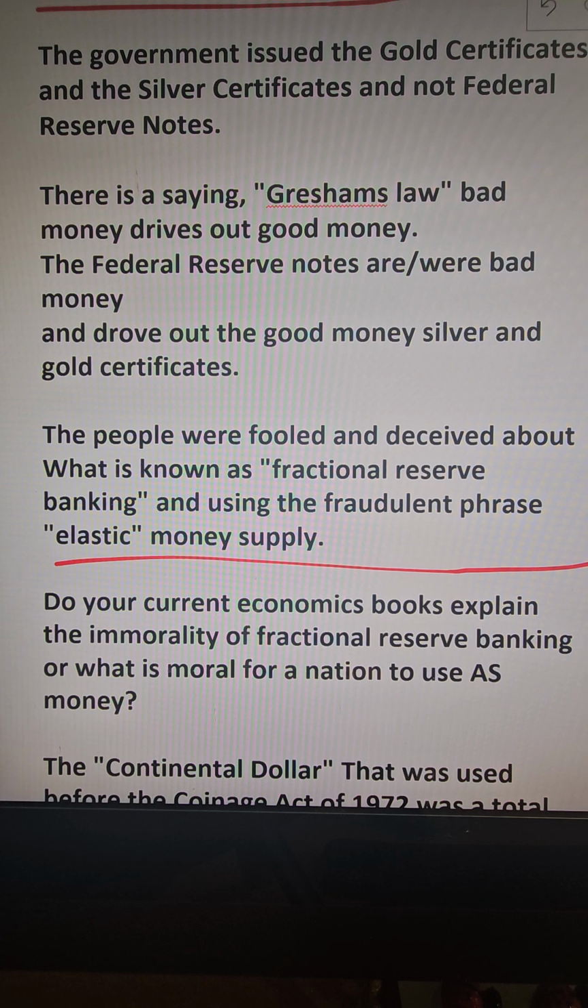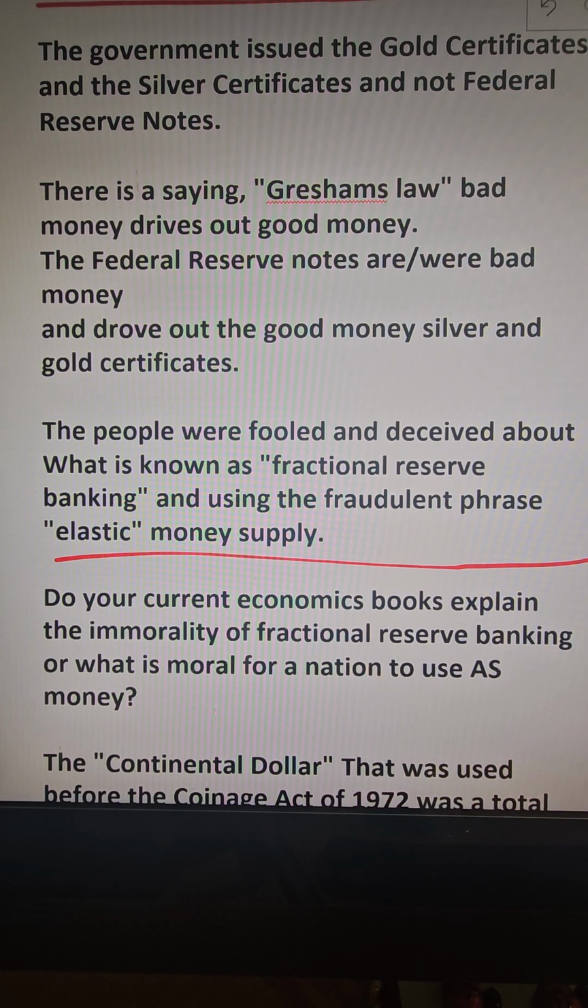If you read the Coinage Act of 1792, look it up. It's not in your textbooks. Again, I'm giving you information that's not in your economics books. That's why there's such mass ignorance about the subject of money. Those people were fooled and deceived about what is known as fractional reserve banking back in 1913. Most people didn't know. They were farmers or poor people. They didn't have books. They just didn't know. This was during World War I and World War II, and everybody was distracted. Okay, so let's move on here.